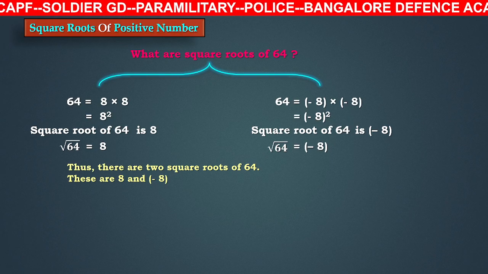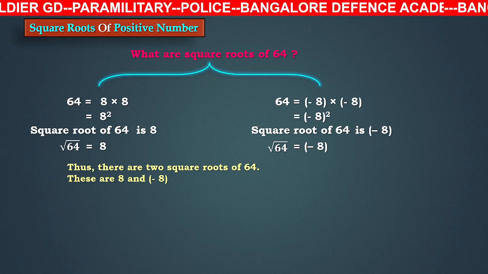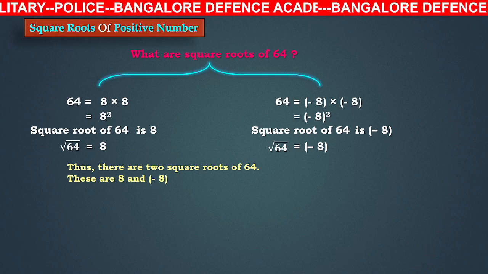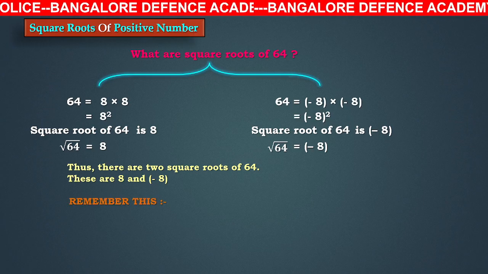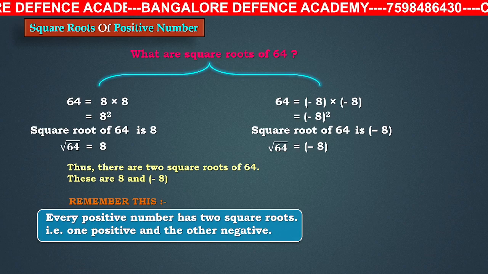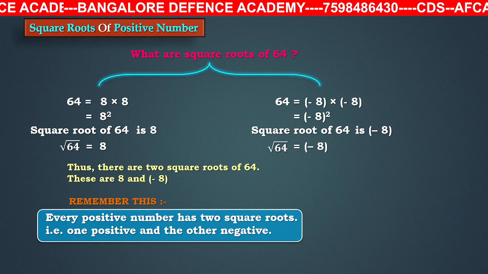You have to remember one thing, students. There are 2 square roots of any positive numbers. So there are 2 square roots of this 64, that is 8 and minus 8. So you have to remember this. Every positive number has 2 square roots, one positive and the other is negative.